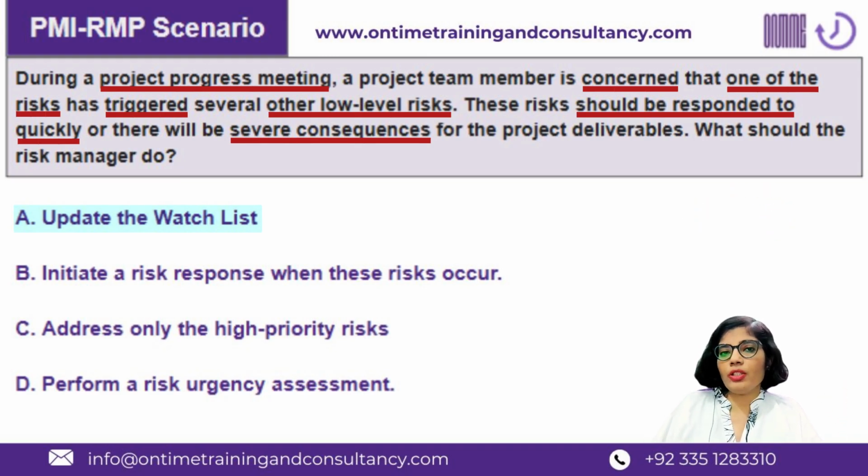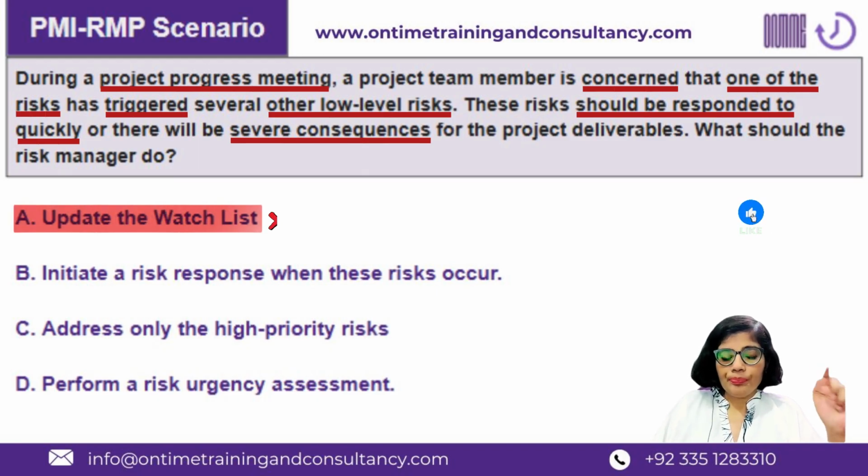It's more than just updating the watch list or the risk register, right? So A, although it's one possible action in this situation, is not the expectation of this scenario, right? Because they are not really asking what's the first thing to do. What they are asking about is the best or the most likely action to take care of this situation we are facing. So A is out.